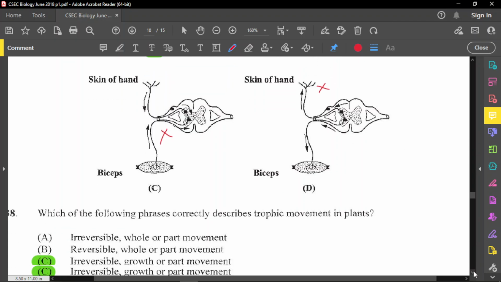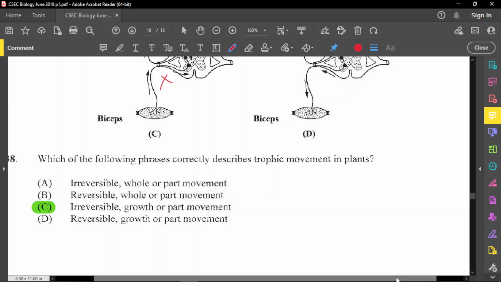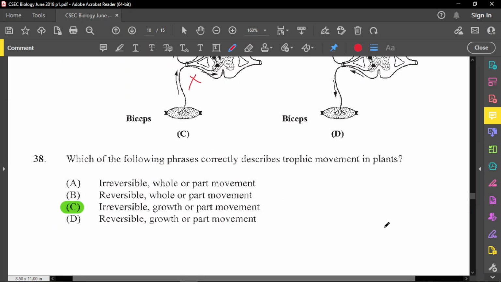So you can go through it again to make sure that you see why and make sure you agree with the answers as well. Number 38 is which of the following phrases correctly describes trophic movement in plants?